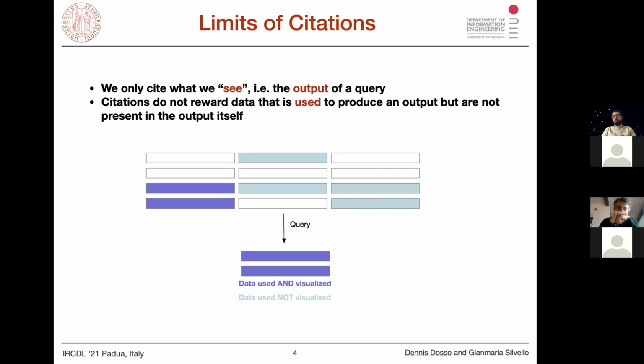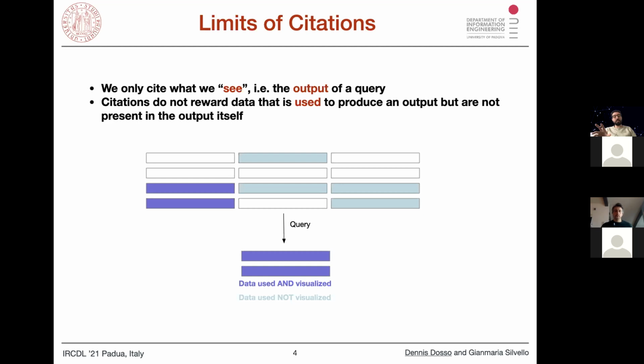Of course, data citation is a work in progress. We are still working on the protocols, on the tools, on the software, and there are, of course, some limits to it. One of these limits is that we cite what we see. What do I mean by this? Well, when we perform a data citation, we are using a query. This query produces an output, and we are citing that output. Of course, oftentimes what happens with queries is that they use more data with respect to the one that we see in the output. So when we cite the output of a query, we are not citing all the data that have been used by the query itself.